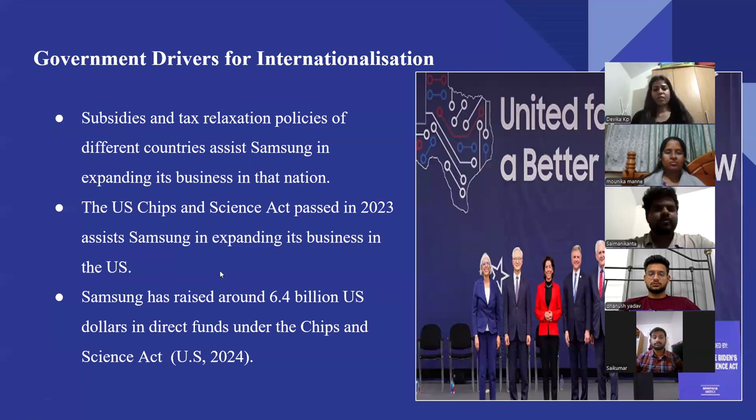I want to discuss the government drivers for the internationalization of Samsung. This slide explains the government drivers of the internationalization of Samsung. Certain nations offer subsidies or tax regulation to encourage foreign companies to start operations in their nation. Samsung used the CHIPS and Science Act process in the US in 2023, a semiconductor production act raising around 6.4 billion US dollars as direct funding.